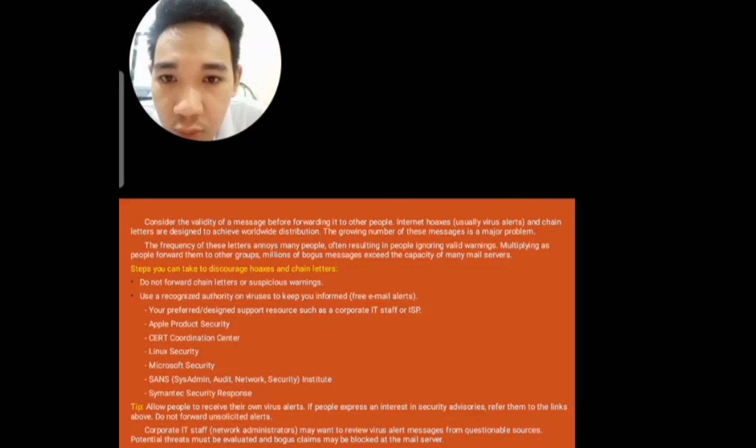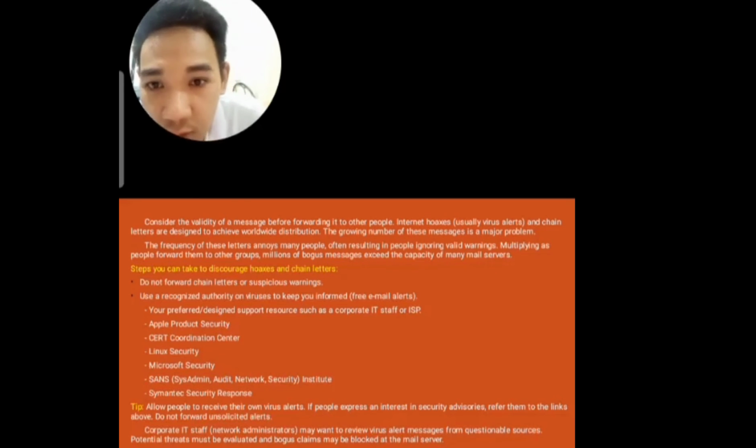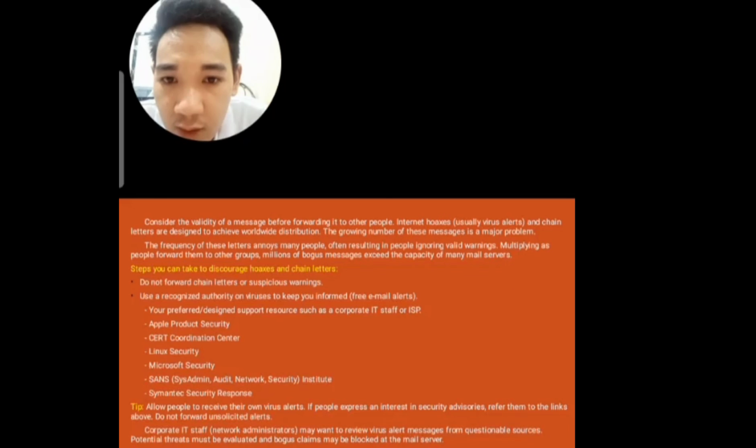Steps you can take to discourage hoaxes or chain letters. Do not forward chain letters or suspicious warnings. Use recognized authorities on viruses to keep informed through free email alerts. Your preferred or designated support resources such as corporate IT staff or ISP, Apple Product Security, CERT Coordination Center, Linux Security, Microsoft Security, SANS, System Audit Network Security Institute, Symantec Security Response.